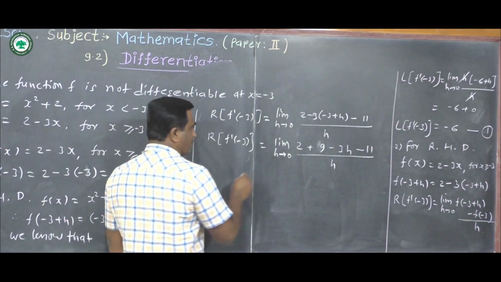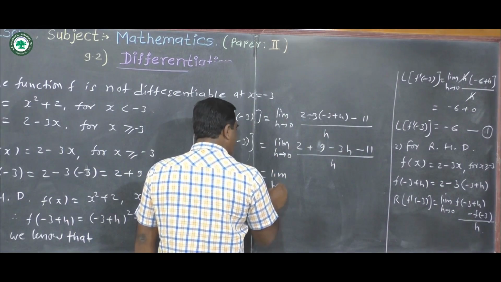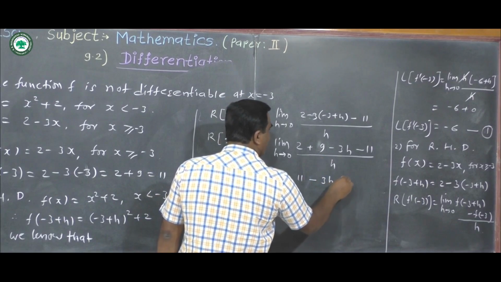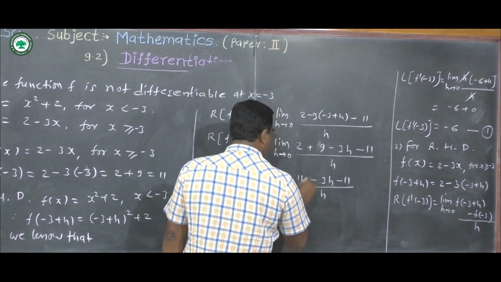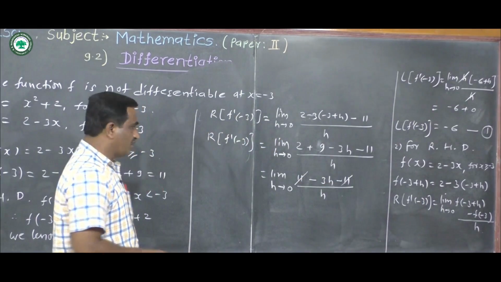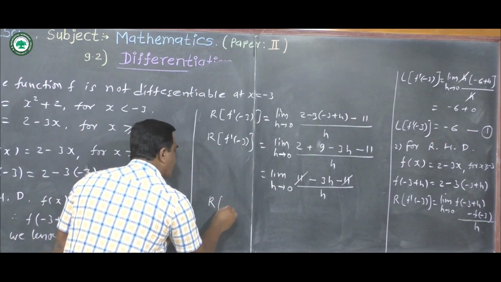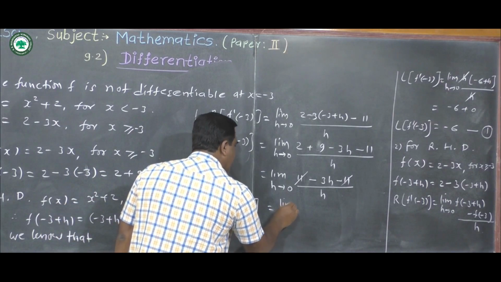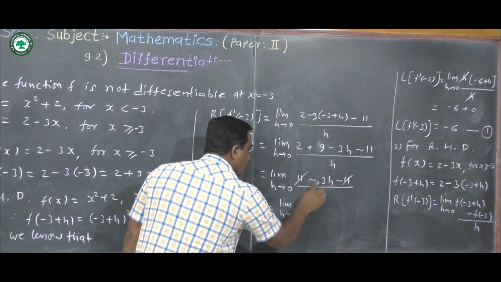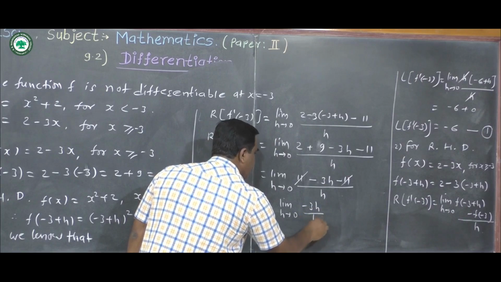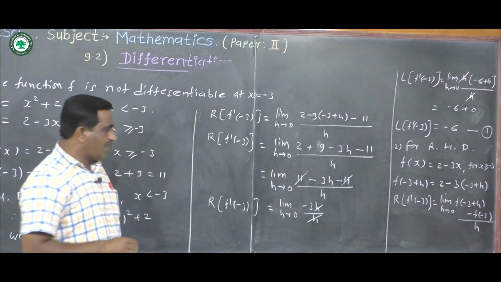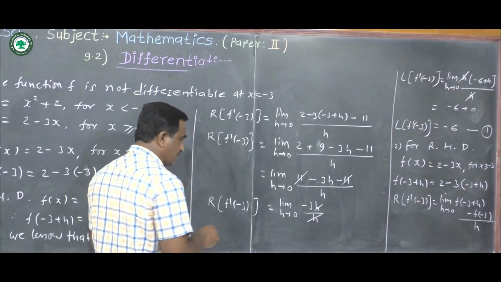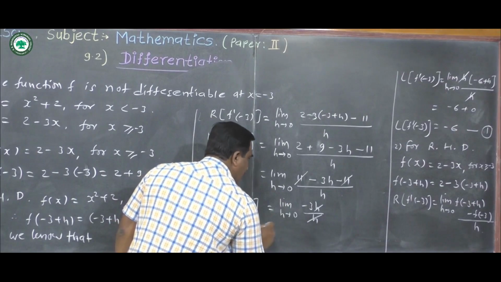Okay, that is we can write here limit h tends to 0, 2 plus 9, 11, minus 3h minus 11 upon h. This plus 11 minus 11 cancel. That is, we get here R f dash of minus 3 is equal to limit h tends to 0, minus 3h upon h. Now h cancels. We get limit h tends to 0 of minus 3. Limit h tends to 0 minus 3.